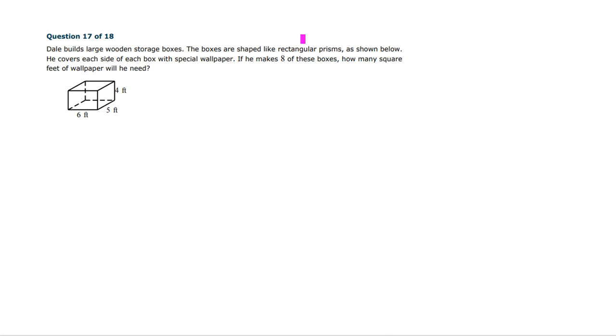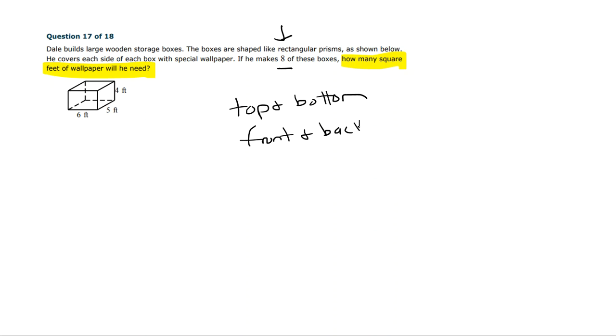Okay, so the question we're answering is, how many square feet of wallpaper will he need? Okay, and he's making 8 of the boxes. So if we can figure out the surface area of one box, we can multiply by 8, and that will tell us how much wallpaper he needs for all 8 boxes. Okay, we've got a rectangular prism here again. So we're going to do the top and bottom. We're going to do the front and back. And then we're going to do the 2 sides.